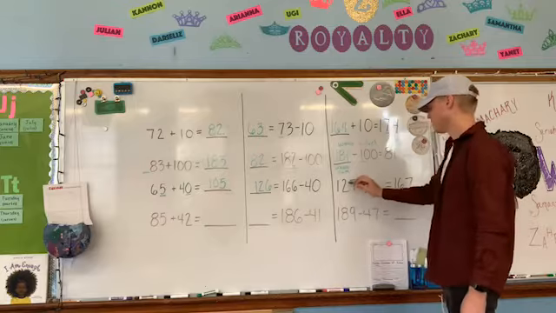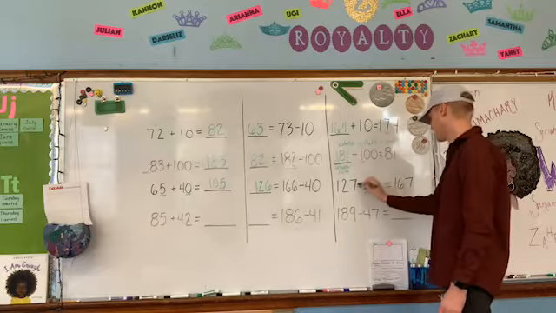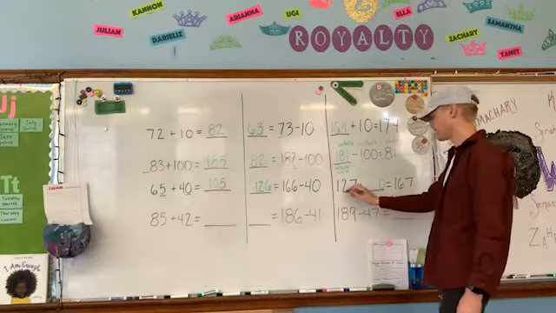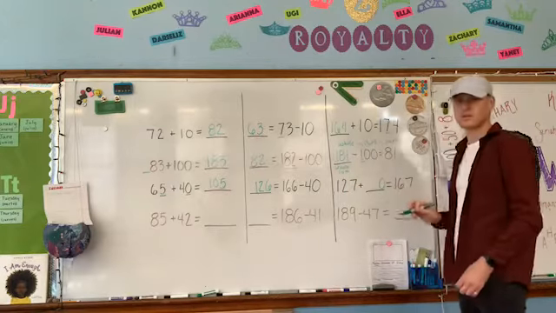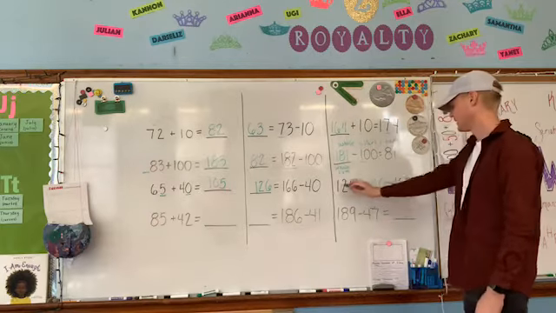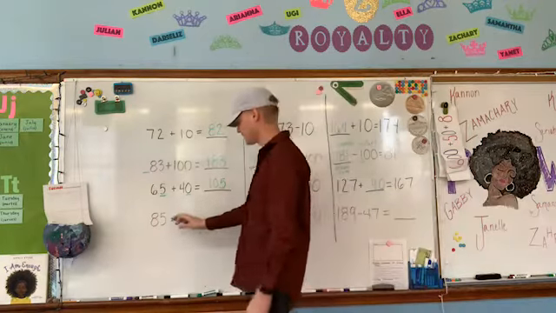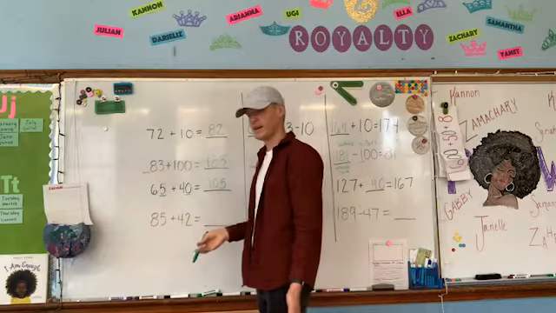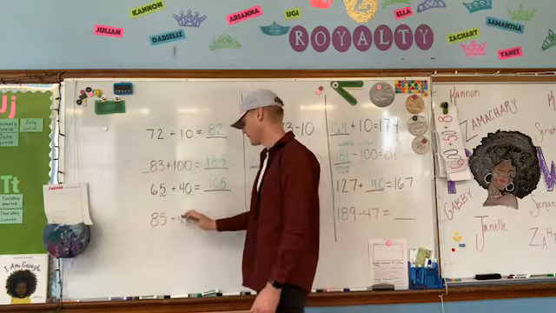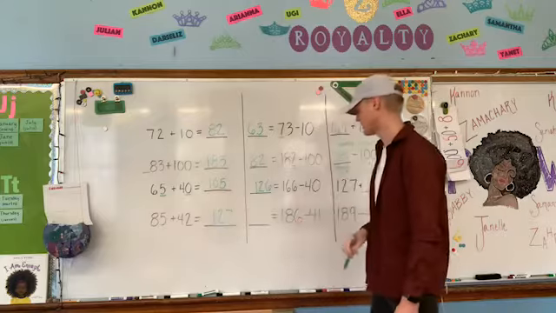Moving on, 127 plus blank equals 167. My 7 stayed the same, so I know I'm adding 0 ones, but my tens place goes up to 6, so 2, 3, 4, 5, 6. So I'm adding 4 tens, and the hundreds place stays the same. Moving on to the last row, we're just going to add in our head. Starting in the ones place, 5 plus 2, 7. 8 plus 4, 12. 85 plus 42 is 127.